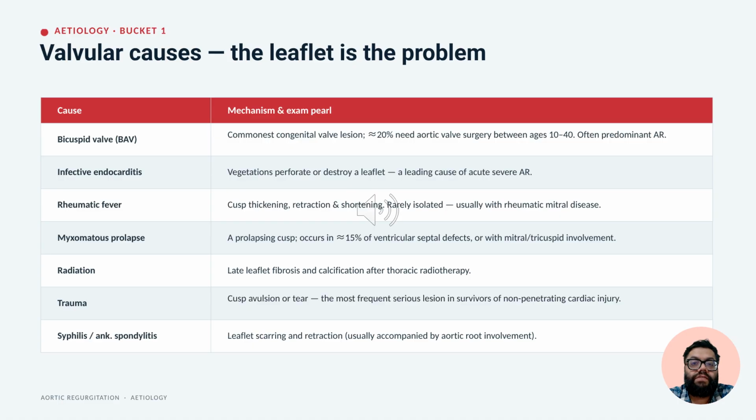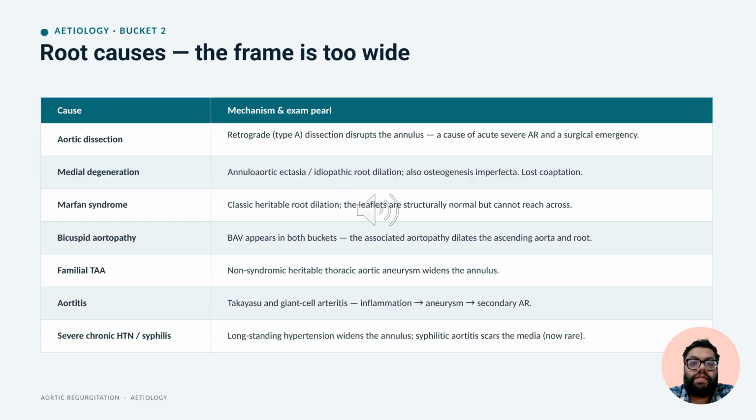Rheumatic disease almost never attacks the aortic valve alone. If the aortic and mitral valves are both involved, rheumatic etiology should be at the top of your list. A lovely exam fact lives in the ventricular septal defect line. A cusp can prolapse into the defect and roughly 15% develop chronic AR. And the trauma line is a genuine pearl. In someone who survived a steering wheel chest impact, a torn aortic cusp is the single most frequent serious valvular injury. Syphilis and ankylosing spondylitis scar the leaflet, but they usually bring root disease along too, which bridges us to the next slide.